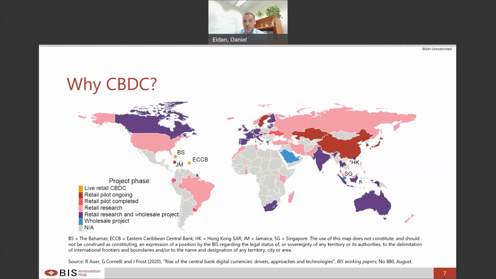Before I move on, it's probably worthwhile noting that live projects are still few and far between. So this is a complicated endeavor with many risks. Central banks are proceeding with caution, but nonetheless very, very engaged.